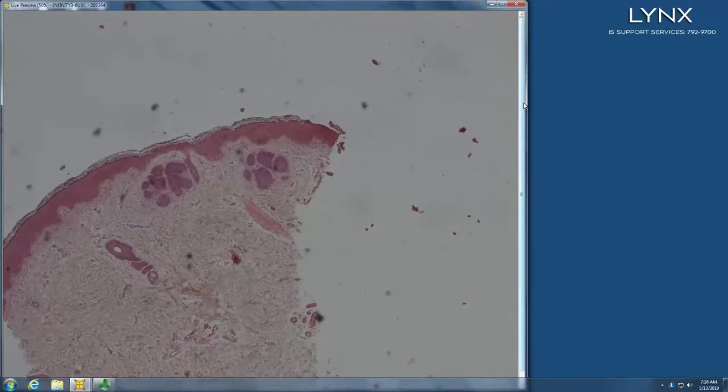So you see sort of buds, and distinctly you don't have much stroma here, right? But basaloid follicular hamartoma can even have a myxoid stroma. And this was a unilateral array of papules in a blaschkoid distribution, present the patient's entire life. Probably basaloid follicular hamartoma.